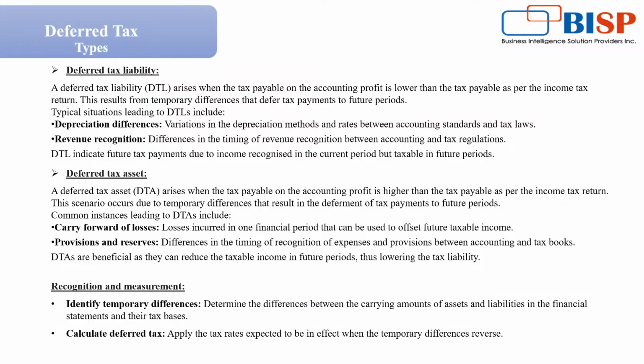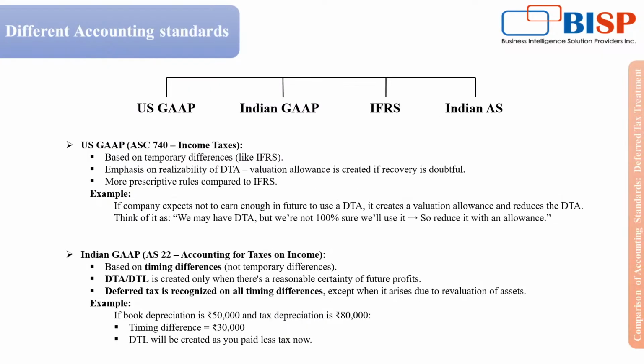Then we have to identify the temporary differences, that is, determining the difference between the carrying amount of assets and liabilities in the financial statements and their tax basis, right? You can also say that it emphasizes only on a temporary or reversible difference which creates deferred tax, whereas a permanent difference never creates DTA or DTL. We will cover an example shortly. We will go to our next slide.